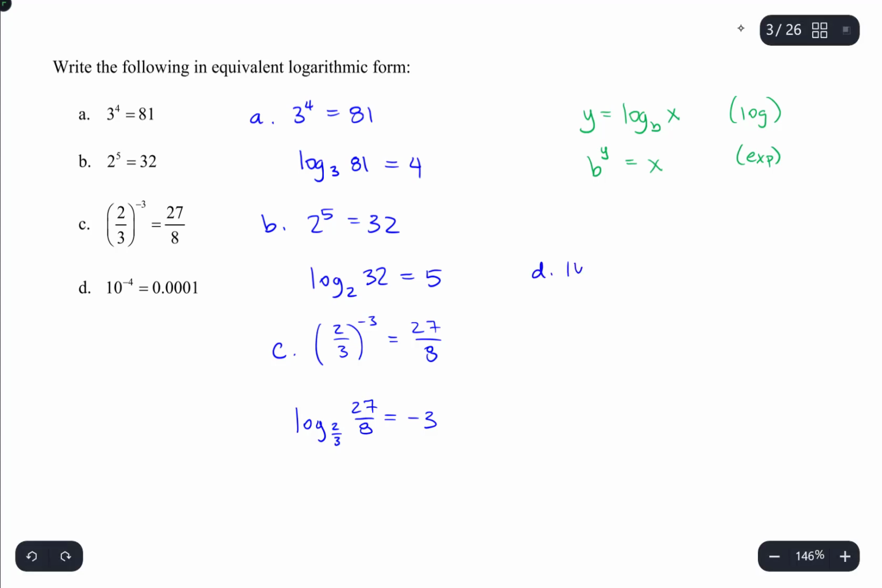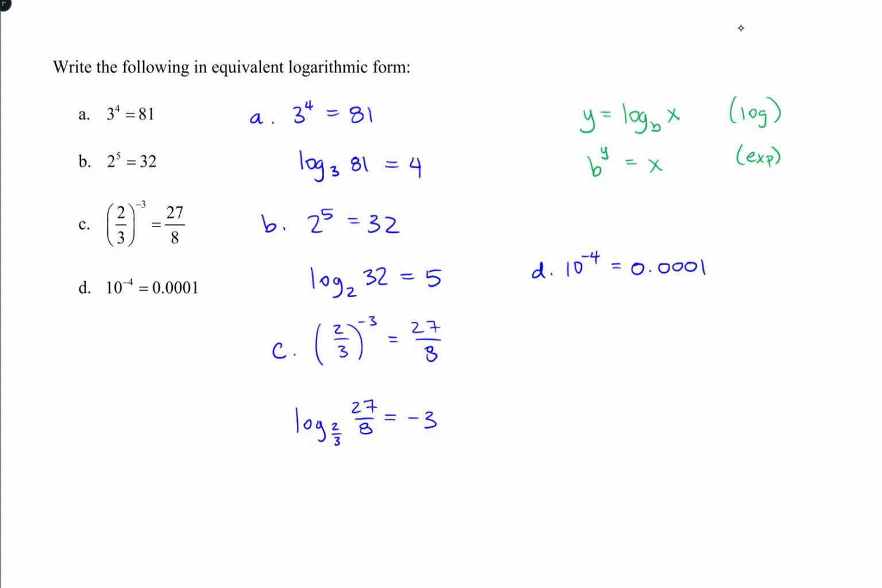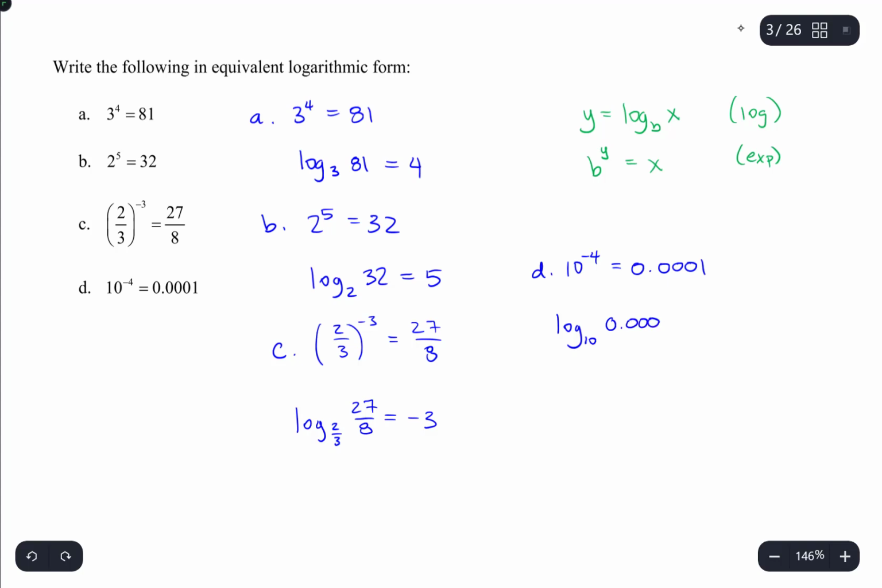Then in part D, where I have 10 to the -4th power equals 0.0001, just follow the same mapping. So it's a log base 10, and the result of the logarithm is the exponent, so the argument is this number here, 0.0001, and the result there is the exponent, -4.